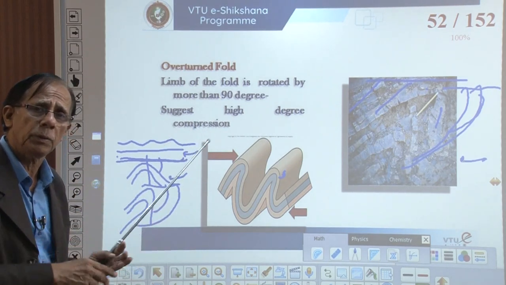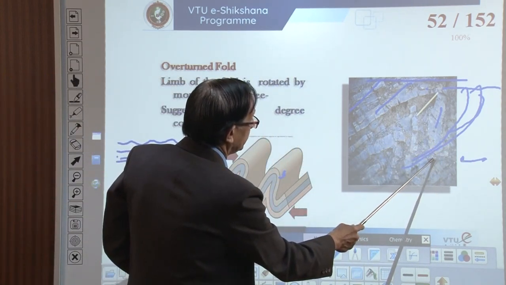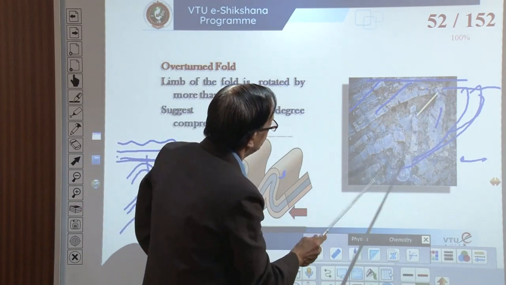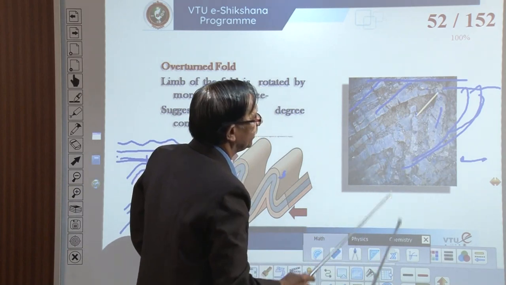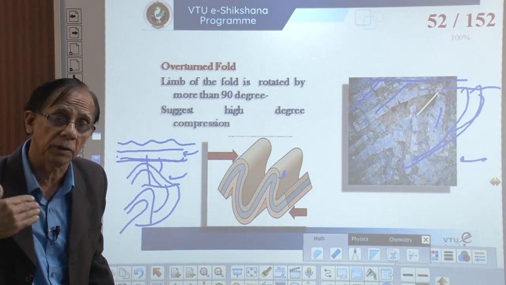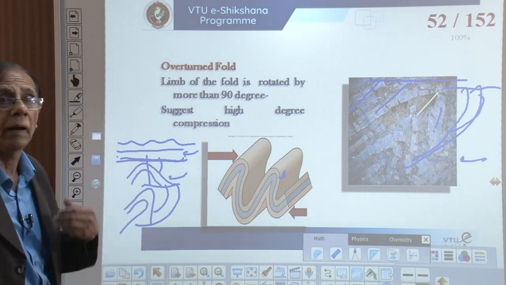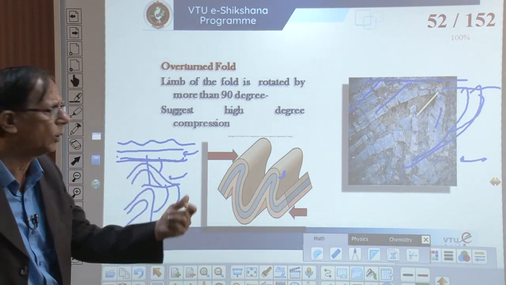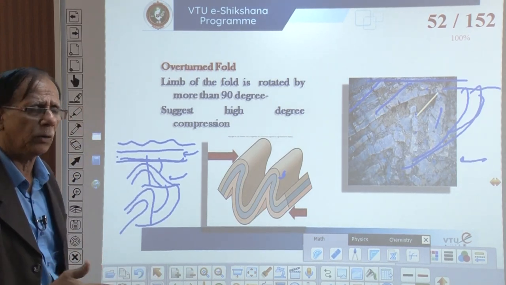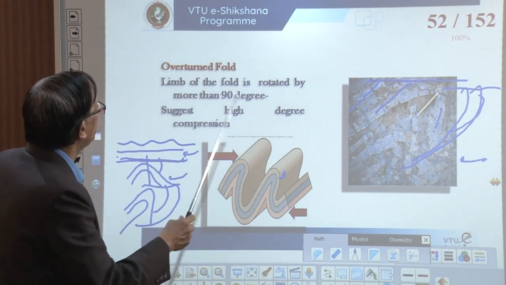Hence, the rock's properties are not uniform throughout. They have undergone more deformation in some places and less in others. You can see rocks are broken here, but not to that extent here. It means different parts of the rocks, if subjected to different degrees of compression, undergo this kind of deformation. Looking into the nature of the structure, I can make a guess and accordingly take precautions. So this is the overturned fold.